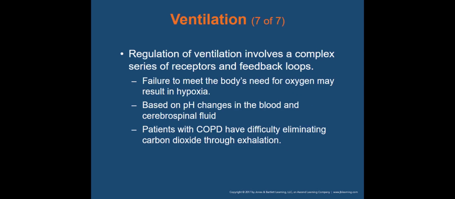For most people, the drive to breathe is based on pH changes in the blood, and our normal pH is 7.35 to 7.45. Patients with chronic obstructive pulmonary disease have a difficult time eliminating carbon dioxide through exhalation. So they always have higher levels of carbon dioxide, which leads to a higher acidity within the blood, and it alters their respiratory center in the brain, because gradually the respiratory center says, okay, if this is normal, then this is what I'm going to constantly try to keep as normal. So the body uses a backup system called the hypoxic drive to control breathing.